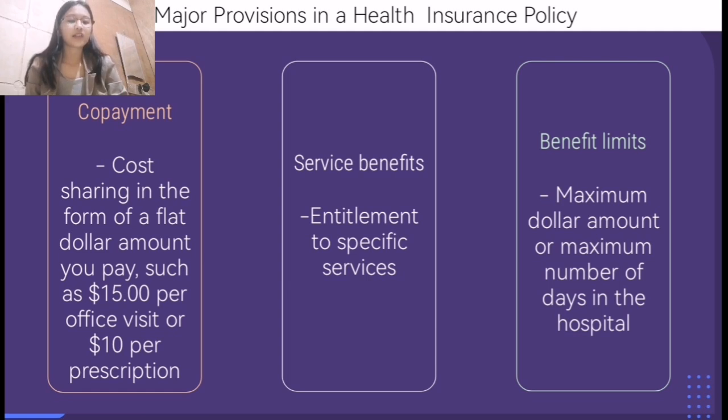So, another one is the service benefits. The policy provides this provision listing coverage in terms of services and not dollar amount. And next is the benefit limit. This policy provides maximum benefits either in terms of a dollar amount or in terms of the number of days you spent in the hospital. So these policies just talk about the limits of the benefits you can get.